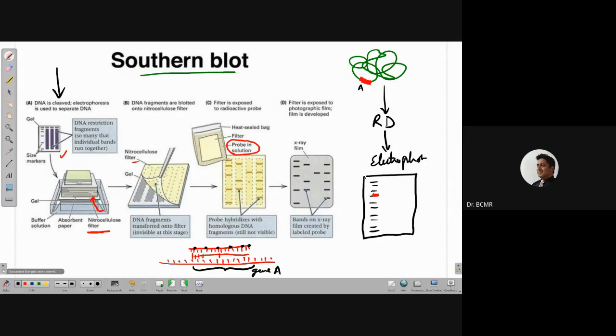Then when we add the probe, it will stick to the bands which have the gene A sequence. And then once you develop the radiograph, you will find out the bands that are present. Whichever bands are there will form a dark band. So quickly: DNA isolation, restriction digestion, electrophoresis, then blotting, then probe hybridization, and then detection. Okay.